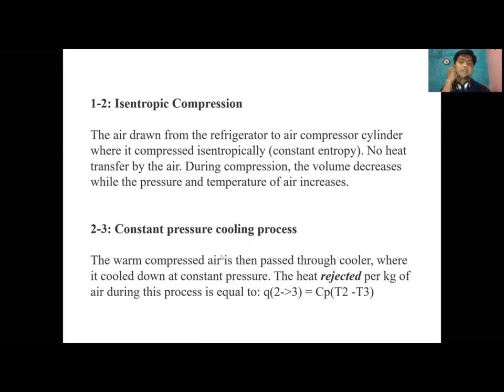Similarly, 2 to 3 is a constant pressure cooling process. The warm compressed air is passed through the cooler, where it is cooled down at constant pressure. The heat rejected per kg of air during this process is equal to Q2 to 3. How much heat is rejected per kg? That is Cp (T2 minus T3). Cp (T2 minus T3) is like m c delta T. We know that in thermodynamics Q equals m c delta T. That's why Q2 to 3 is written as Cp (T2 minus T3), with m equal to 1 because we are calculating per kg of mass.